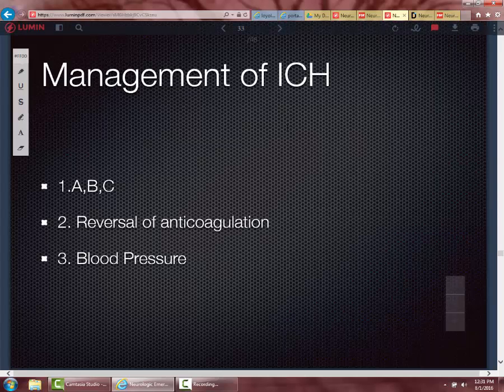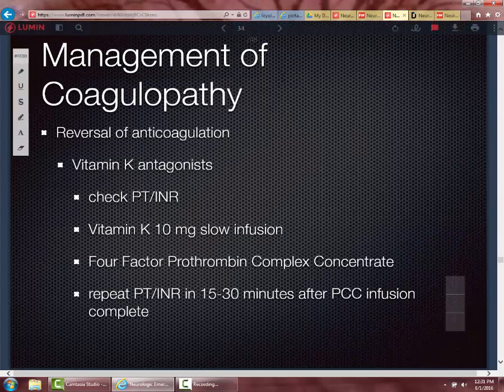And then there are 3 neurology-specific things for management of ICH: airway, breathing, circulation, reversal of anticoagulation, and what to do with the blood pressure. The reversal of coagulopathy is pretty straightforward, especially with prothrombin complex concentrate. We use different doses at this hospital as part of our rapid reversal protocol. At other hospitals, they always give the maximum dose.